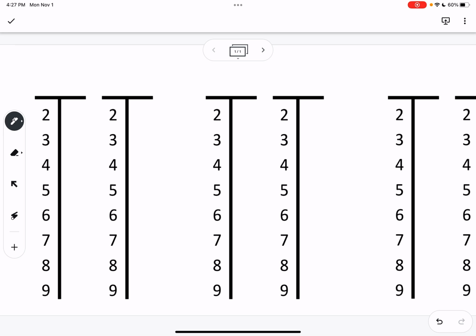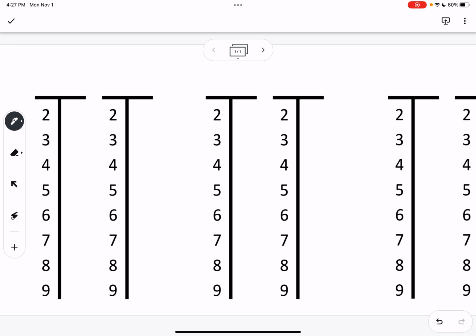Okay, so I'm going to show you how to use this graphic organizer to be able to factor fractions. So this breaks it down to a very simple task. You will need a calculator, though.